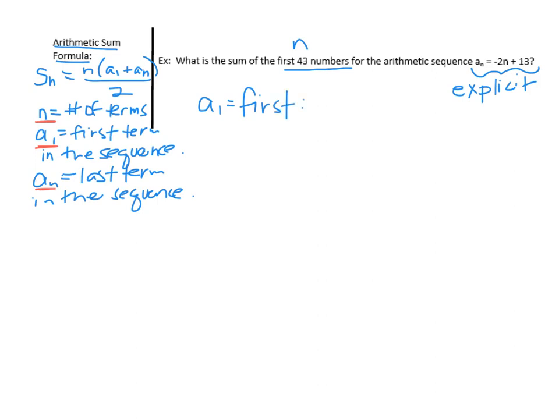which means we're going to plug in 1 for n on the right-hand side. -2 times 1 plus 13. -2 times 1 is -2 plus 13 is 11. a sub 1 is 11. Now a sub n is our last term, and if we're trying to find 43 of them, that would be the 43rd term.